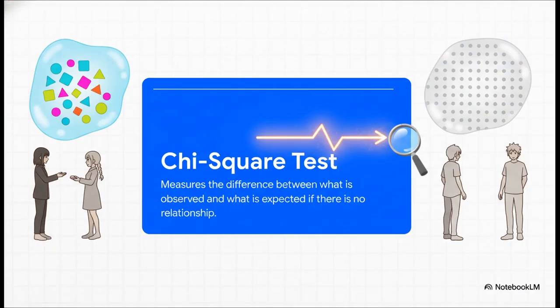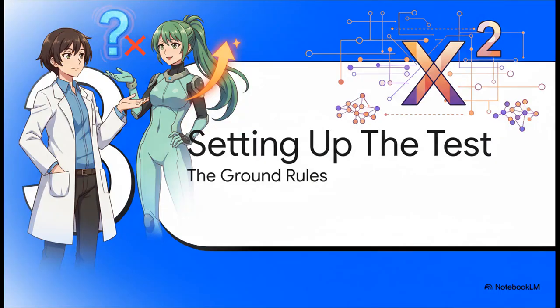The chi-square test basically measures the gap between two different worlds. The first world is reality, what our data actually shows us. The second is this theoretical, imaginary world where there is absolutely zero connection between gender and handedness. The bigger the gap between our reality and that imaginary no-connection world, the more likely it is that something real is actually going on.